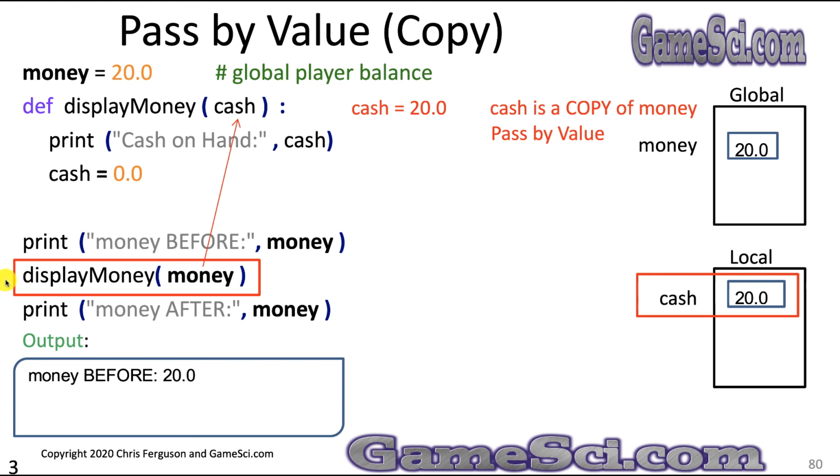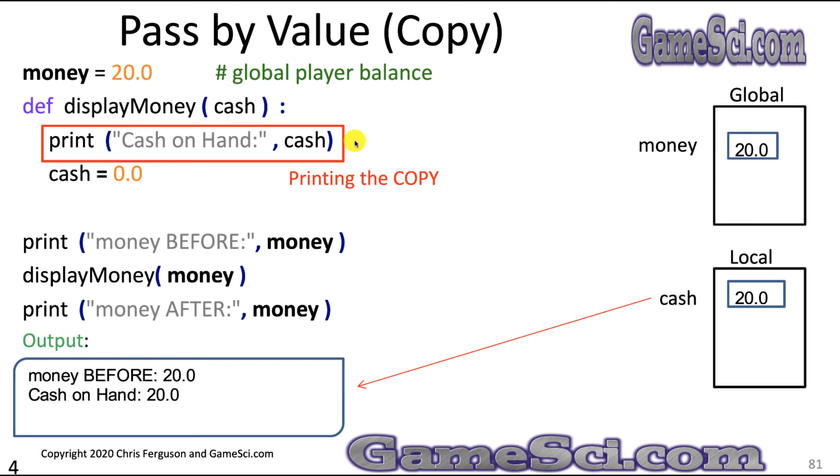This is the call to the function. Display money and pass it the global variable as the argument. This will be done pass by value, which means cache will get a copy of the money variable. It will not be the actual money variable being transferred as a parameter. It will be a copy of the value in the money variable that is passed. So cache will be set equal to 20.0. Cache is a copy of money. Passed by value means this is a separate and distinct piece of computer memory.